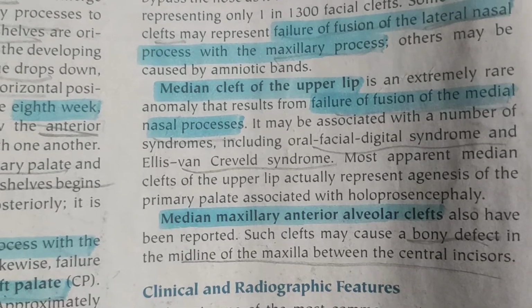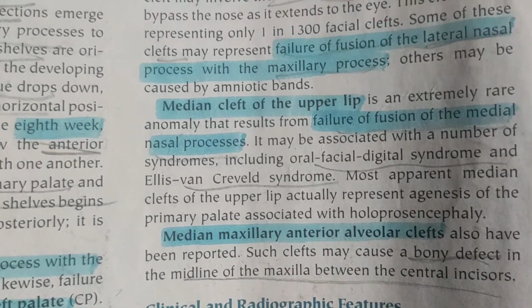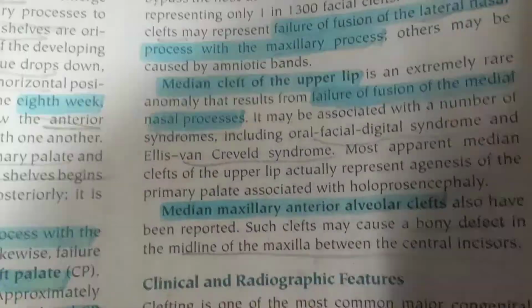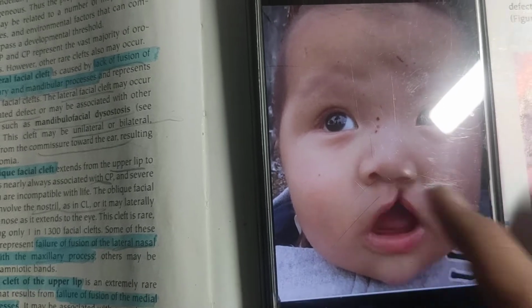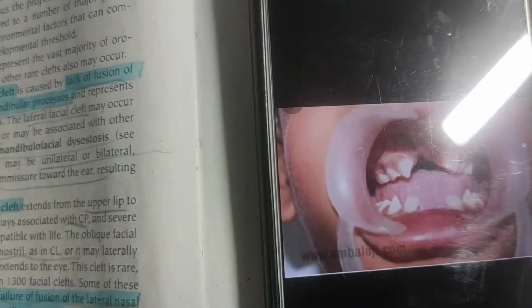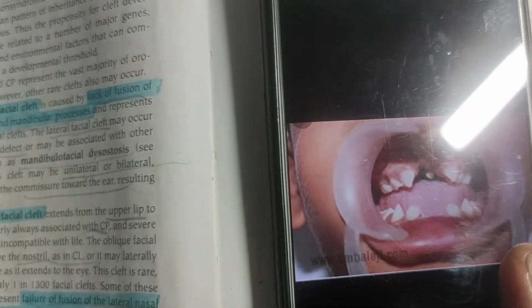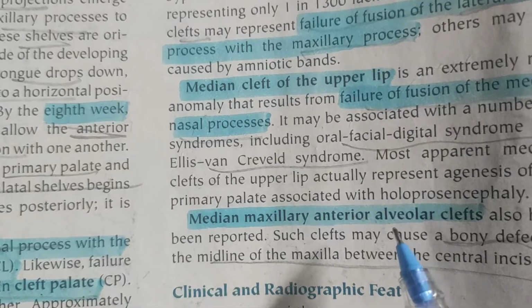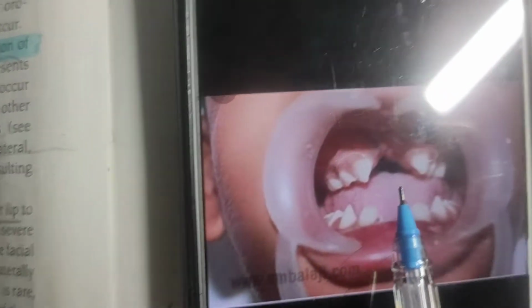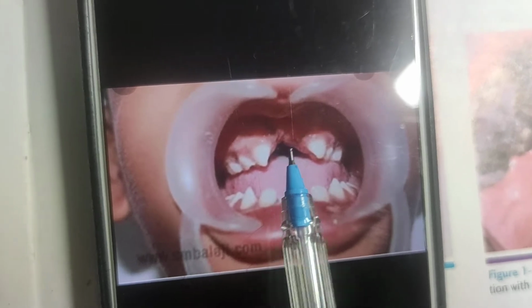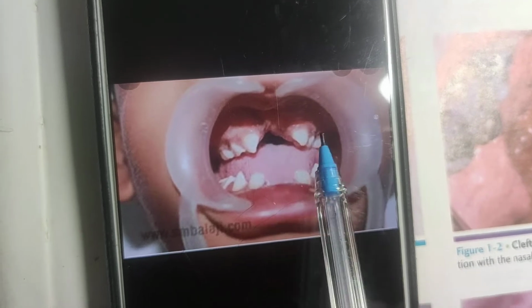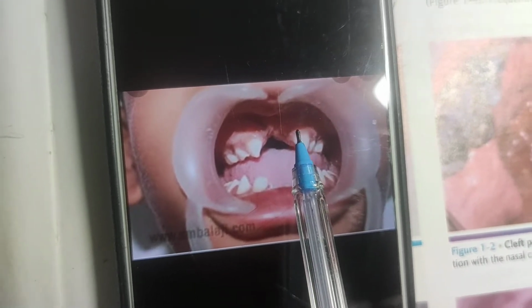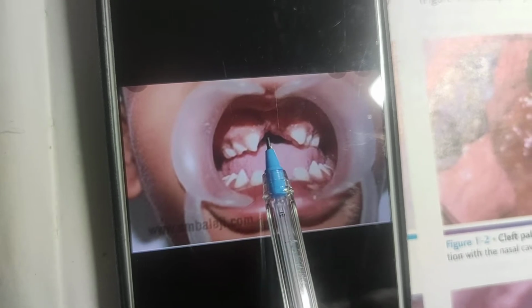Now I'm going to show the pictures of all these things. See, this is the picture of a cleft lip patient. See, this is medial maxillary anterior alveolar cleft. This is the picture, and as you can see there is a bone defect in the midline of the maxilla between the central incisors.